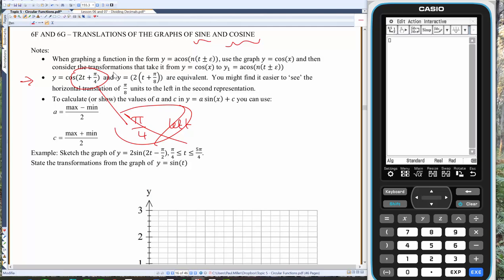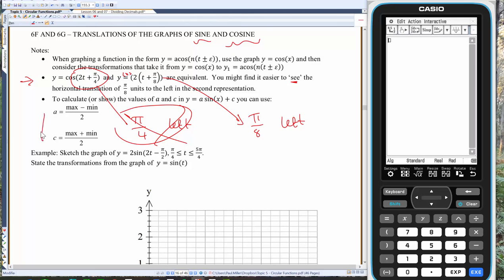And the way to think about this one is y equals, I've forgotten to write down cosine there, but y equals cosine 2 brackets t plus pi on 8. This is in fact a translation pi on 8 to the left. Okay, and so I've just noted there you might find it easier to see the horizontal translation of pi on 8 units to the left in the second as opposed to the first.